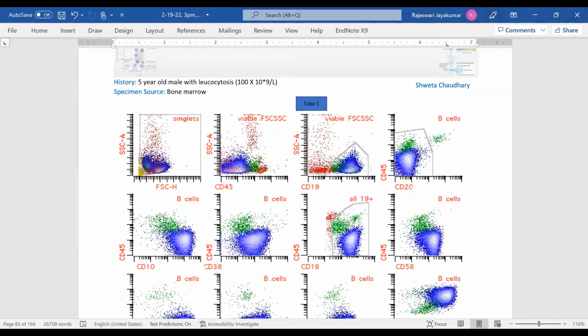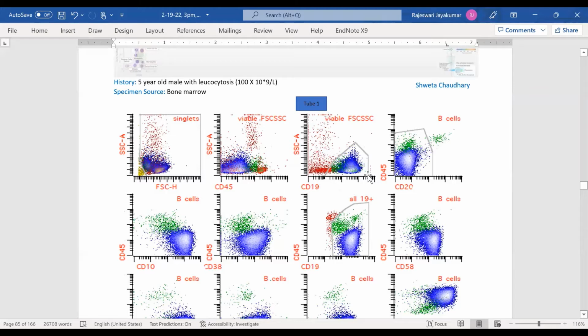Hello, everyone. We are now going to go over the bone marrow flow cytometry plots from a 5-year-old male who presents with leukocytosis in the range of 100,000 cells per cubic liter. When we start with CD45 versus side scatter, we see that a large number of cells, which are painted blue here, express dim CD45 and low side scatter, which are in the blast gate. There are few cells in the lymphocyte gate and few cells in the granulocyte gate.